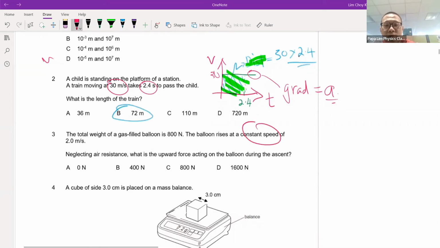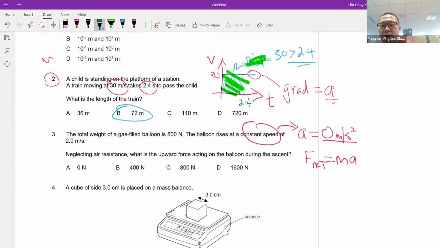Okay, when you say constant speed, what does it mean? The constant speed here refers to the acceleration of the object being 0 meter per second square. It means that it's a horizontal straight line, like what we see in question 2. But indirectly, if you look at it in terms of Newton's equation, F net equals ma, if acceleration is 0, the right side of the equation is 0. Which means the left side, F net, the sum of all forces, should amount to 0.